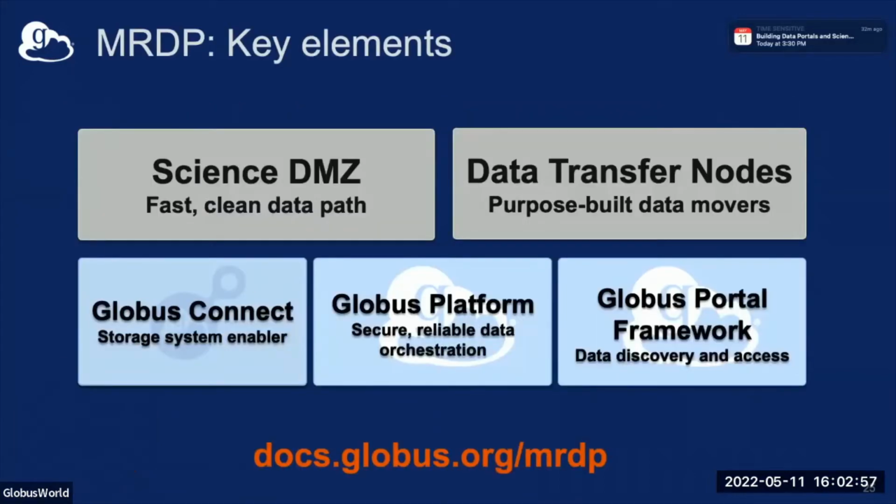The key features of it are Science DMZ, which you heard about yesterday afternoon, how to organize, how to manage, how to build your network and your data movers so that you can access things fast from your data transfer nodes. The data transfer nodes themselves with Globus Connect Server on them. Let's see, the Globus platform services, these 5 APIs I've been telling you about, and then a portal framework that ties it all together. So those are kind of the key elements of the modern research data portal.